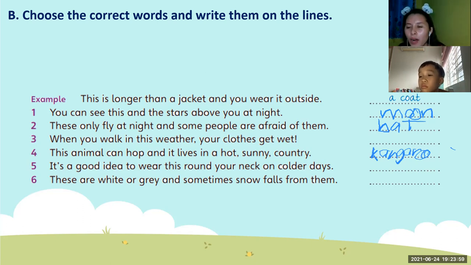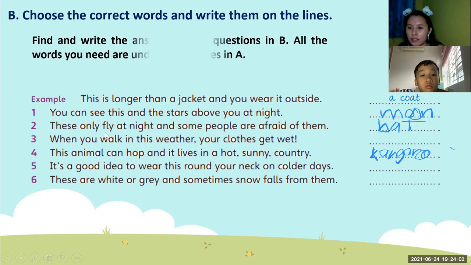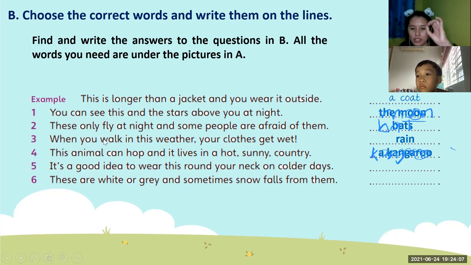Okay, kangaroo, how many O's do you have? Kangaroo, okay, two O's. How about number 5? It's a good idea to wear this around your neck on colder days. You're going to wear it around your neck if it's very cold so that you will not feel cold. Okay, what idea do you have? A coat. It's a coat. You will wear it around the neck, then you do it like that so that you will not feel cold.